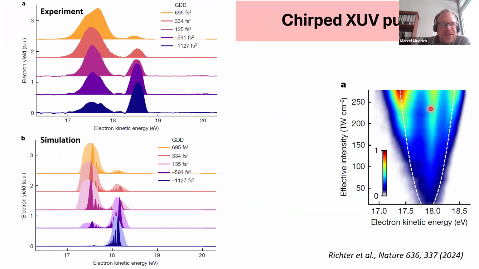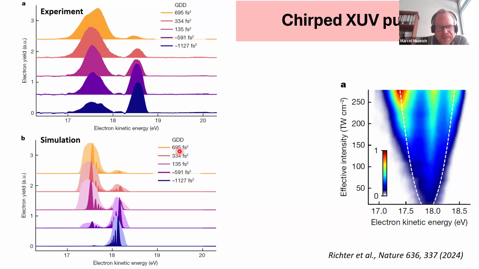But the point is that by changing the chirp, and the chirp is typically quantified by the GDD, that's the group delay dispersion, which has this funny unit of femtosecond squared. I mean, those of you who know femtosecond pulses are probably familiar with group delay dispersion, because this is also always a very important parameter that you need to control. Dispersion management is an important topic in the femtosecond laser business.